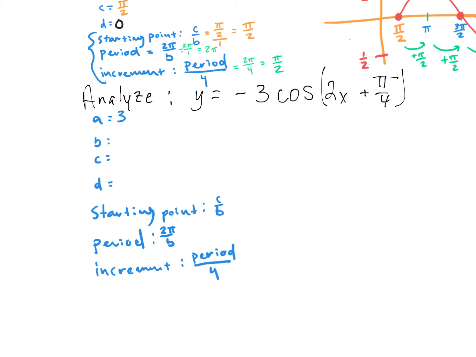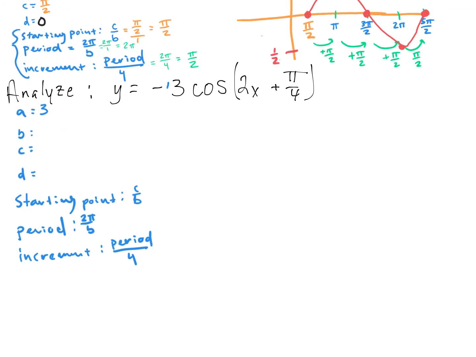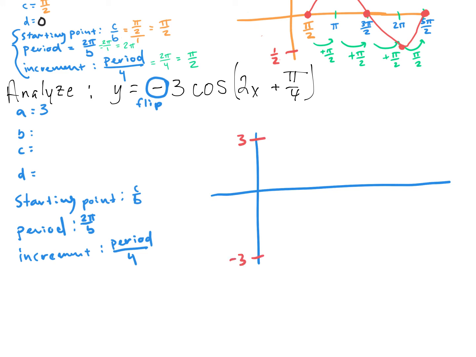So A is 3. The negative just means that we have a reflection. So at the end, we have to remember to flip our graph. So we're going to save that for the last thing that we do. I'm going to put my graph here. My amplitude is 3. So I'm going to go up to 3, down to negative 3. What is B? 2. B is 2. C? Negative pi over 4. Awesome. Negative pi over 4 because you have to flip the sign. And D? 0.